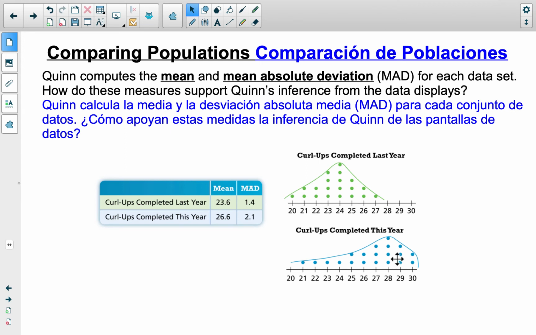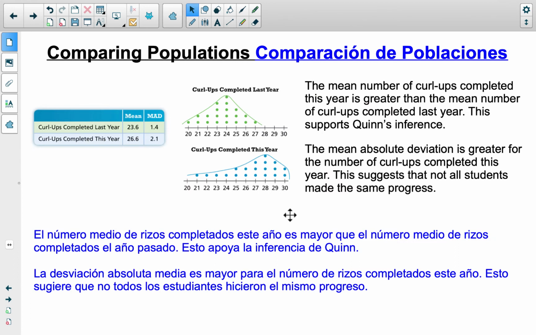The curl-ups completed this year is indeed greater because Quinn went through the trouble of calculating that for us. And we've already discussed what the MAD is. So the mean number of curl-ups completed this year is greater than the mean number of curl-ups completed last year, which supported Quinn's initial inference along with our initial inference. Now, the MAD is greater for the number of curl-ups completed this year.